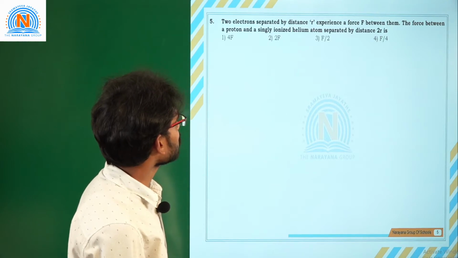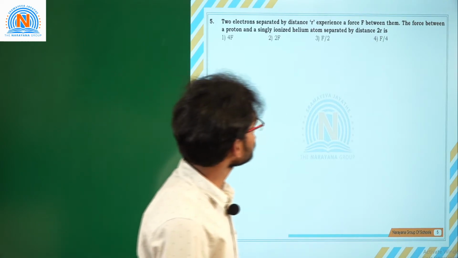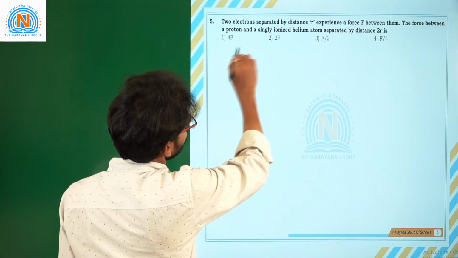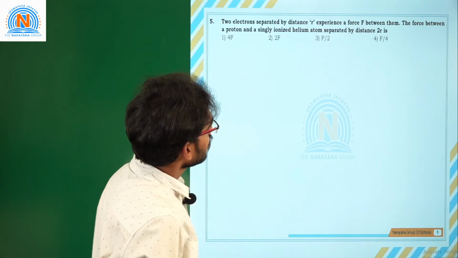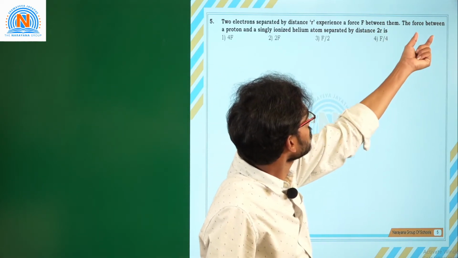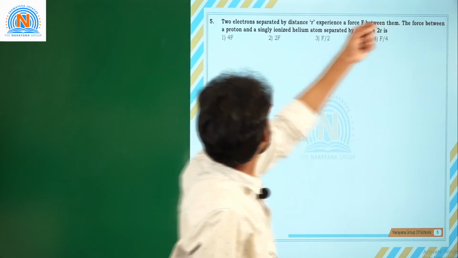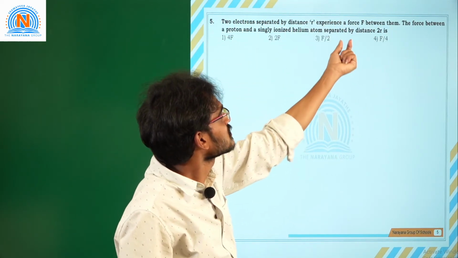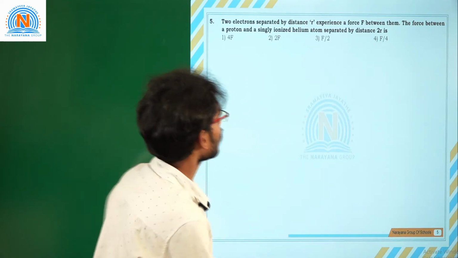Two electrons separated by a distance experience a force F between them. First, two electrons are taken, separated by distance r, and the force between the two electrons is F. Then one more statement is mentioned: the force between a proton and a single ionized helium atom separated by a distance of 2r.